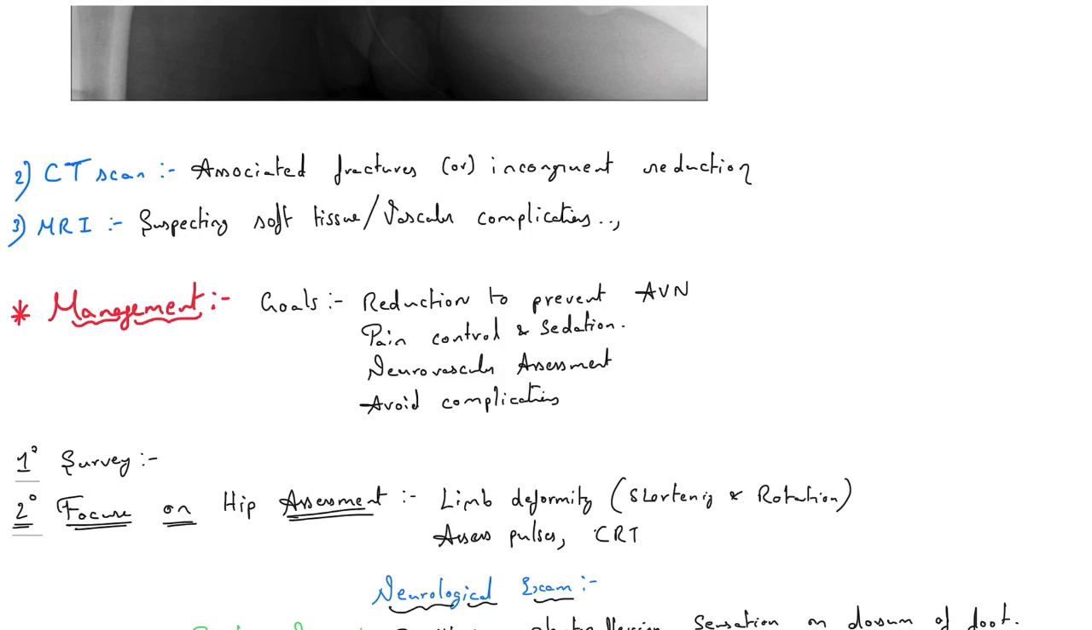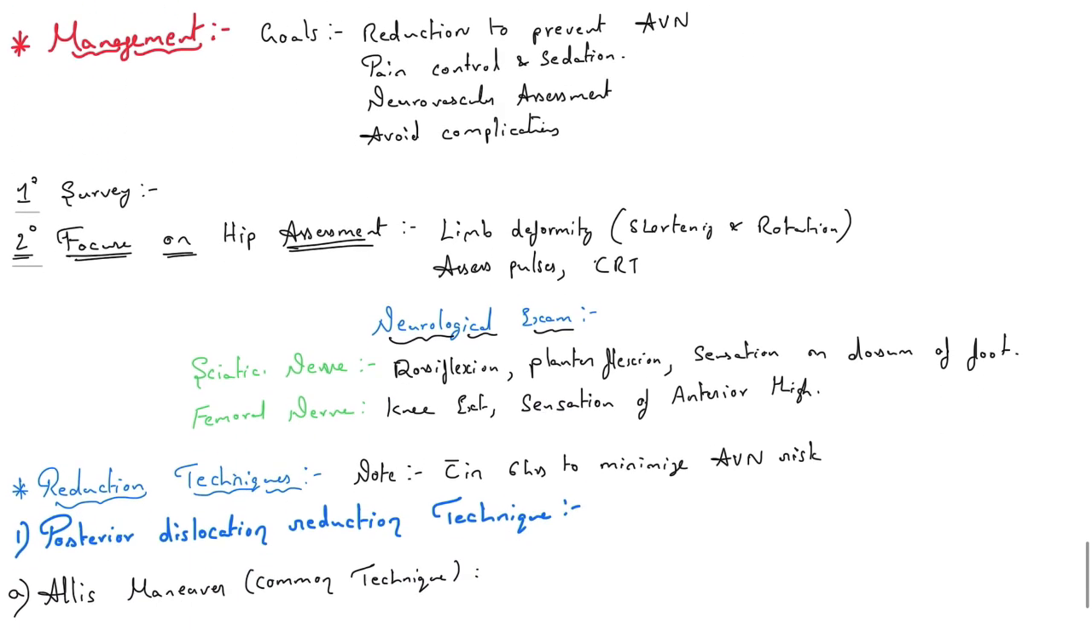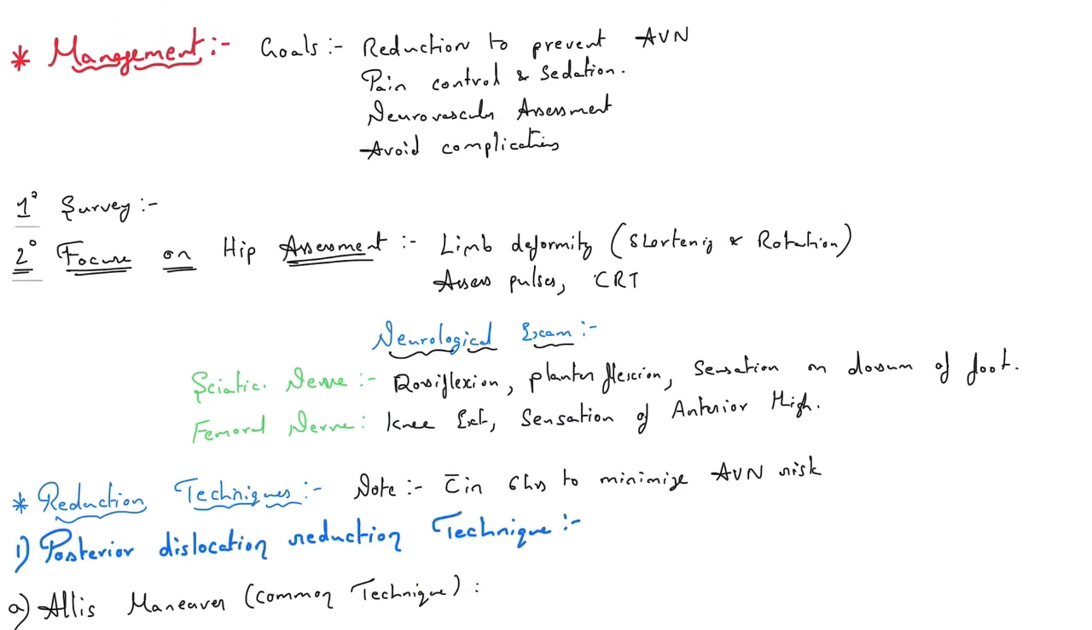Okay, so next in management, first of all we have to think about reduction to prevent avascular necrosis. We are doing pain control and sedation. We can give some analgesics, and we have to do some neurovascular assessment and avoid complications.